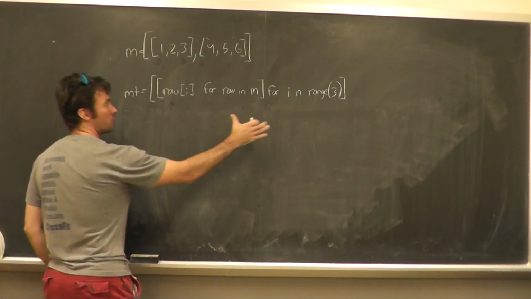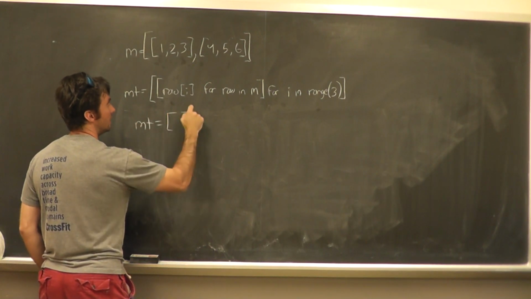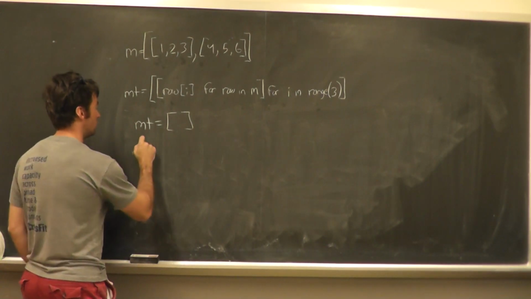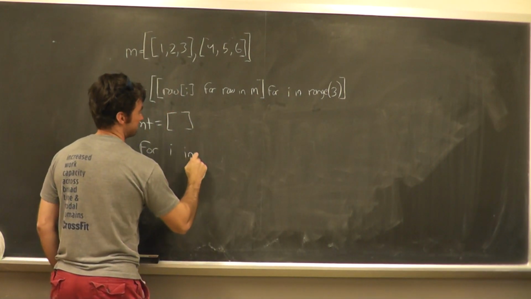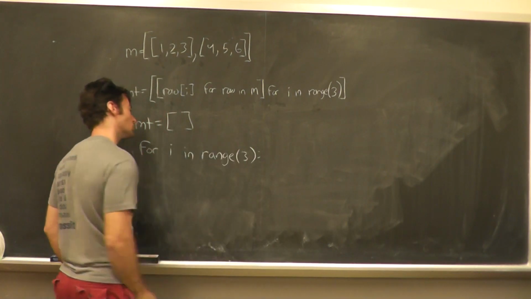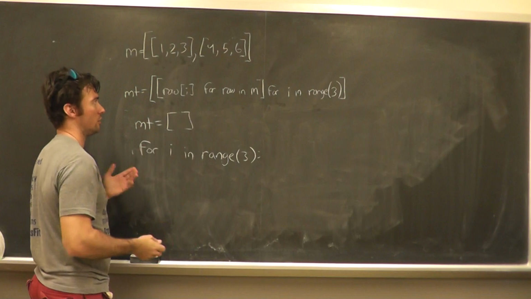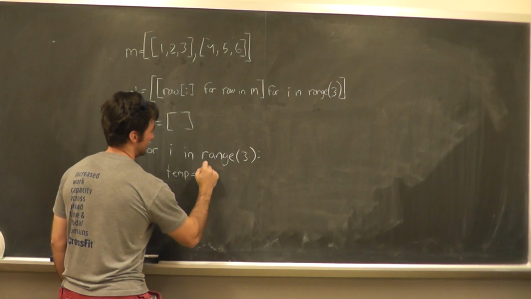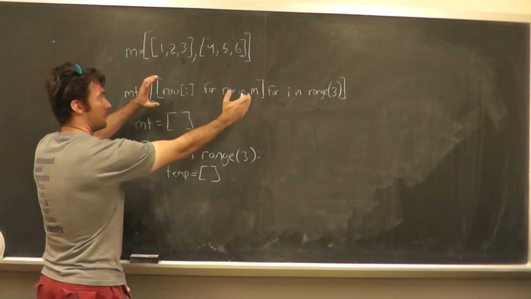All right, so we start off with whatever is here. First of all, we start out with MT as an empty list, right? So applying the same logic as for a single list comprehension, we say for i in range 3, we are going to have an empty list, and there's no variable name for it, so temp gets empty to begin with. We're going to append whatever happens from here.